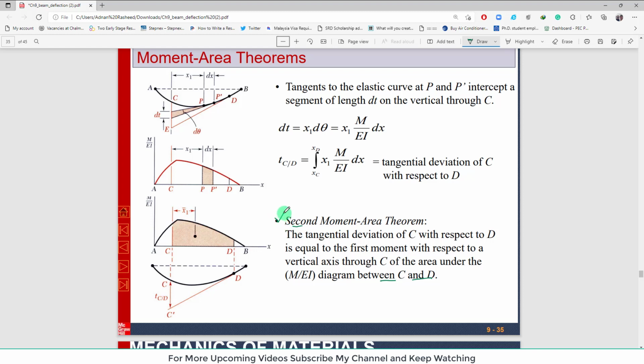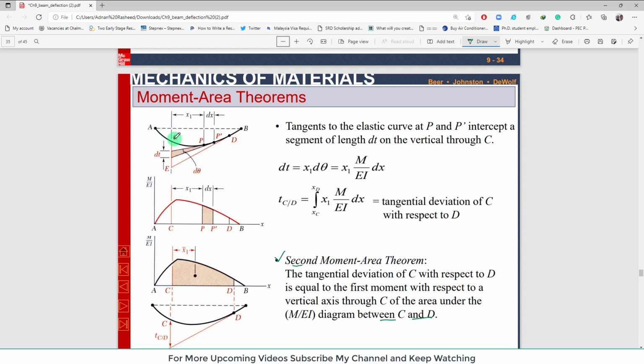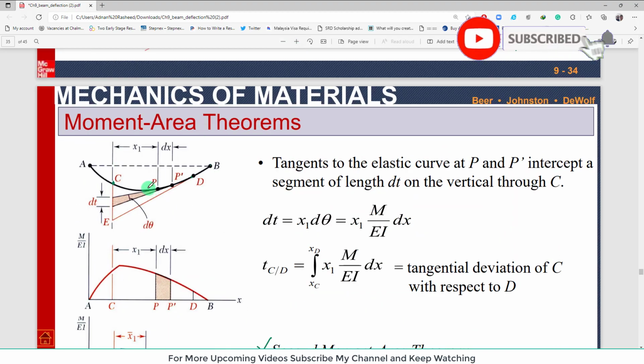Now let's discuss the physical meaning of this definition of the second moment area theorem. If you look, this is the deflection diagram of the same beam. So this is point A and point B, and there is a point C and point D. We are interested to find out the total deflection between these two points, i.e. point D with respect to point C. Let me zoom it as well. This is point C and this is point D.